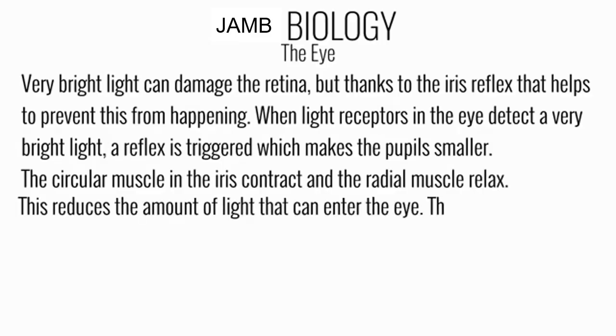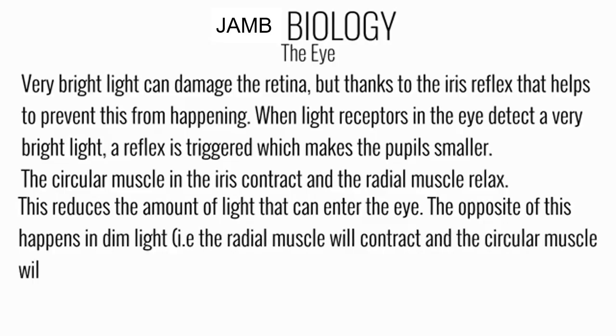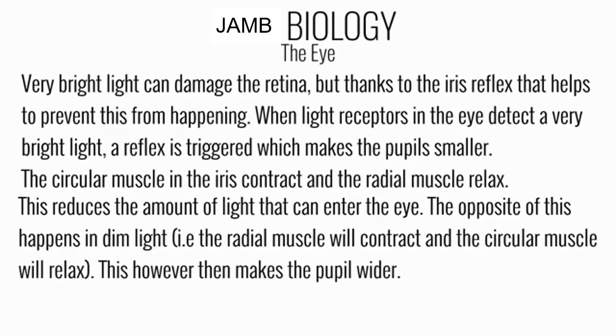The opposite of this happens in dim lights. That is, the radial muscles will contract, whereas the circular muscles will relax. This, however, then makes the pupil wider.